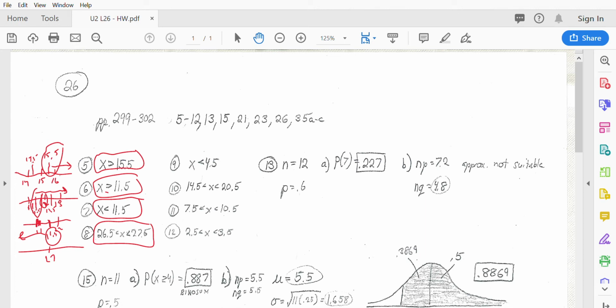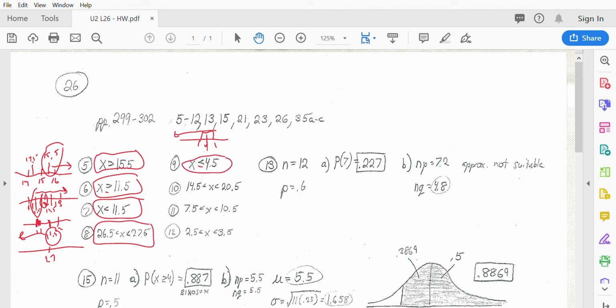Number 9, more than 4 absent students. So since more than 4 does not include 4, wait, I'm sorry. Let me read the question again. Number 9 says no more than 4. All right, so no more than 4 means that here's 4, and I want to shade to the left, but I want to include 4, so I could start at 3.5 or 4.5. No more than 4 means I want to include it, so it's actually 4.5 going to the left.